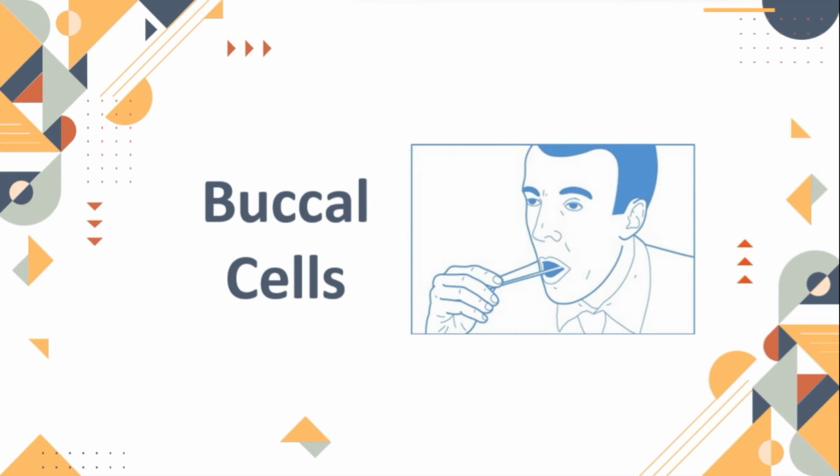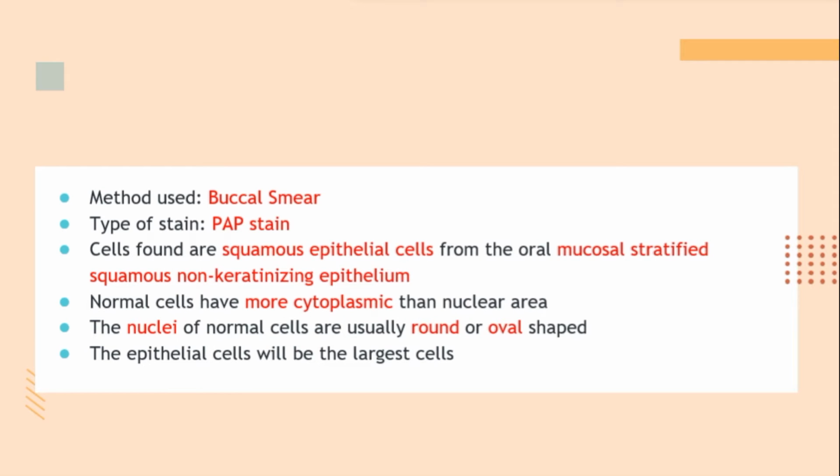Moving on to buccal cells. Buccal cells are collected by scraping the cheek with a cotton swab using a technique named buccal smear. The swab is wiped firmly across the buccal area and then rolled against a glass slide so the cells adhere to the slide. PAP stain was used to observe the cells. In this preparation, squamous epithelial cells from the oral mucosal stratified squamous non-keratinizing epithelium are observed.